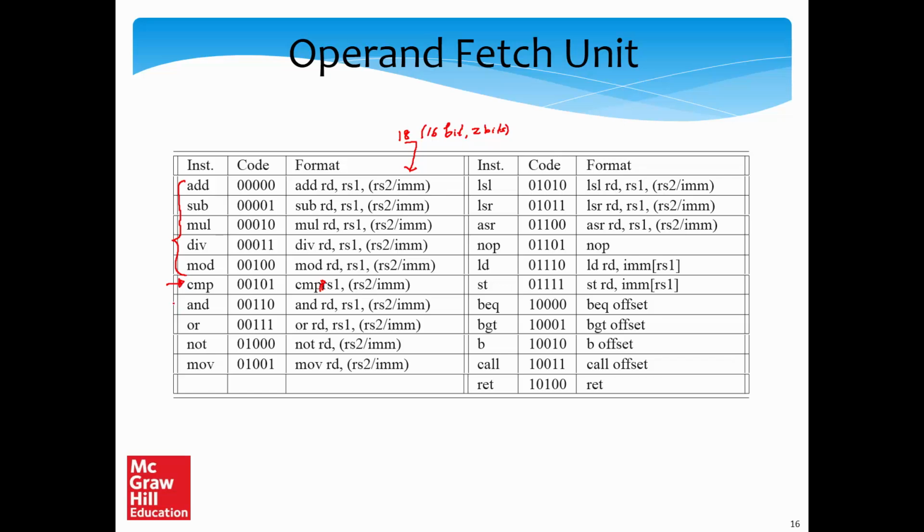Then we have some logical instructions: and, or, and not, which have exactly the same format as the arithmetic instructions. We have the move instruction to move data from a register or an immediate into another register. These three, LSL, LSR, and ASR, are the three shift instructions. They have exactly the same format as the rest of the arithmetic instructions. We have a no-op instruction which does absolutely nothing.